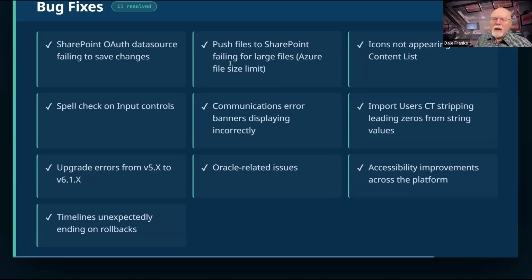So both of these are listed as bug fixes, but I think both of these were responses to changes that Microsoft has been making to Azure and Entra, which frankly is inconvenient for all of us that use it. Spell check wasn't working on input controls, and also it wasn't displaying the correct spell check HTML property at runtime. So now it does. The ongoing thing on some systems with the communications error banners displaying unexpectedly, we've taken another whack at that.